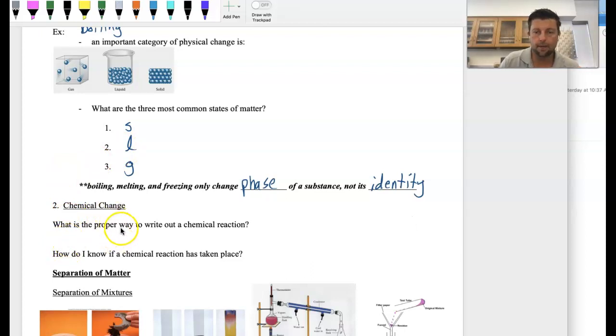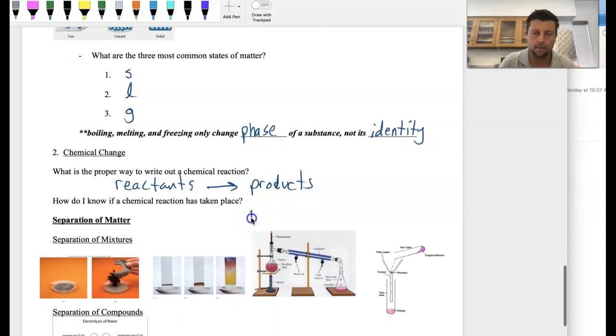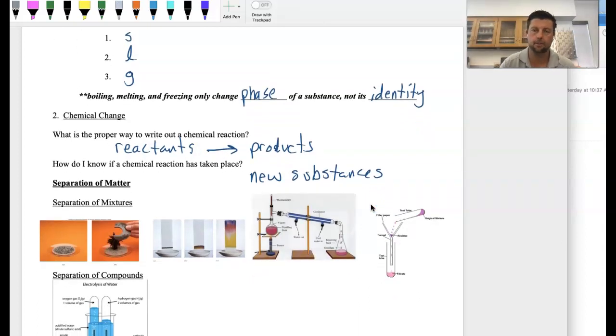What is the proper way to write out a chemical reaction? This is getting ahead a little bit, but we always write reactants first with an arrow, and then products after. And then how do I know if a chemical reaction has taken place? We get new substances. So if we ignite hydrogen in the presence of oxygen, we'll get something new, which is water.